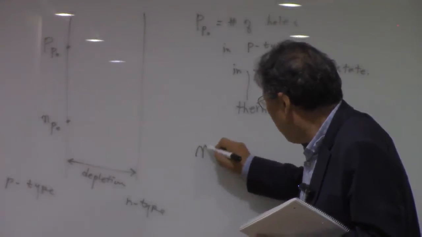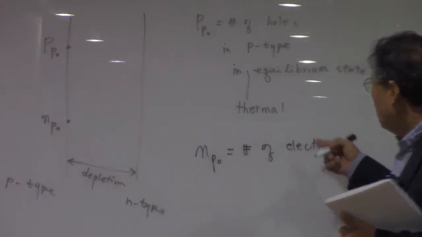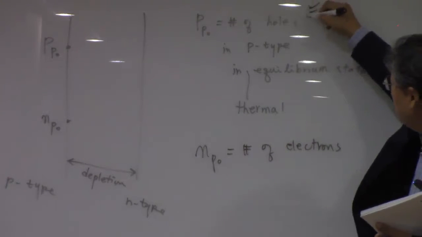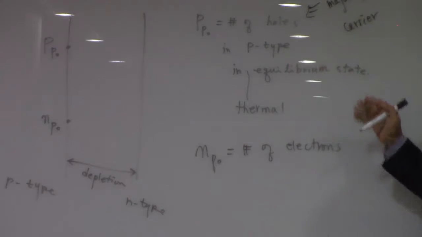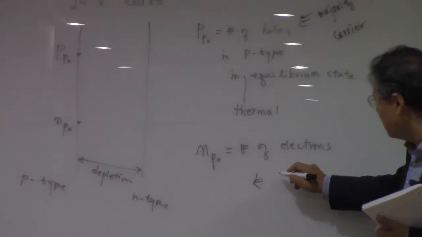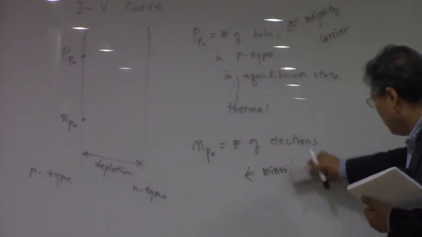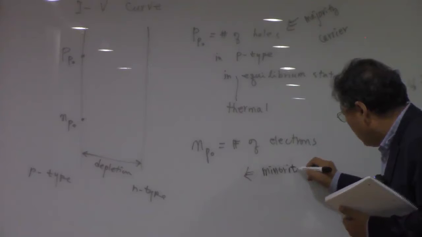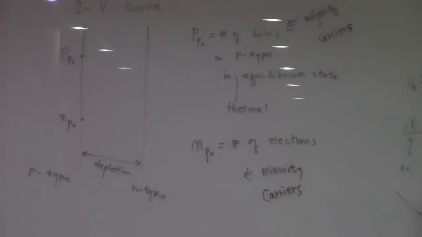Okay, so N_P0 is the number of electrons in the P-type. The holes in a P-type are going to be the majority carrier. This is the electrons in a P-type, so that is a minority carrier. Let me give you just a typical number to get some ideas when we talk about the minority and the majorities.